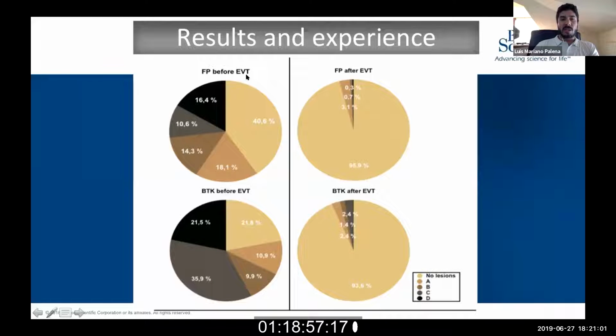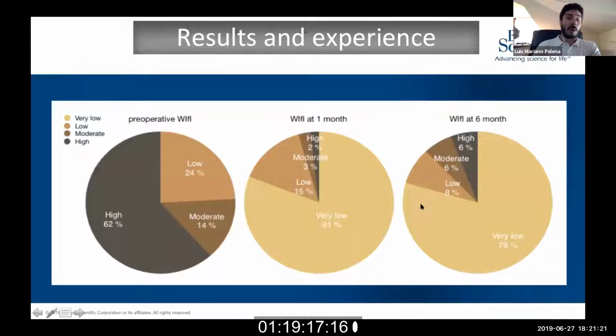In most of the cases, as I showed before, patients arrived with multi-level disease, and in 96% of these cases, we are able to treat the SFA and POP, and in 94% of the patients, we are able to treat below the knee and below the ankle arterial disease. It allows us to obtain very good improvement, 81% of improvement at one month, and to maintain this improvement with 79% of very low Wifi class at 6 months.